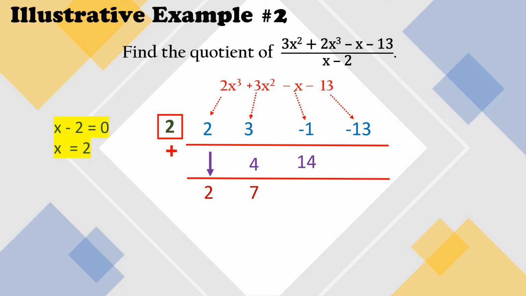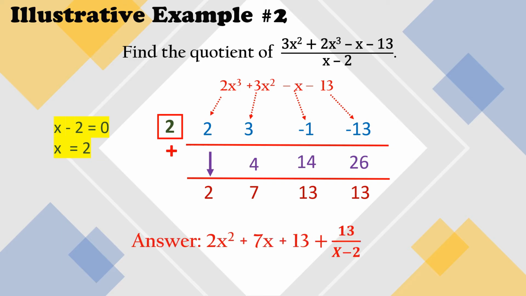Then we add the numbers on this column. So you will have negative 1 plus 14 is 13. We multiply this by our synthetic divisor, so that will give us 26. Then we add the numbers on this column, we will have 13. So our answer will be 2x squared plus 7x plus 13 plus 13 over x minus 2. So this is your 2, we just simply put x squared since the degree of our dividend is cubed. So this one should be 1 less than the degree of our dividend. This is your 7, this is your 13, then your remainder is this one.